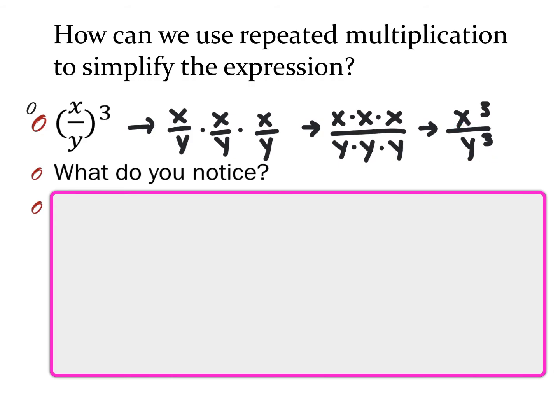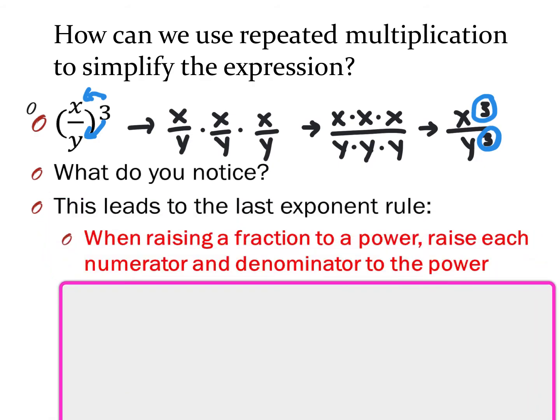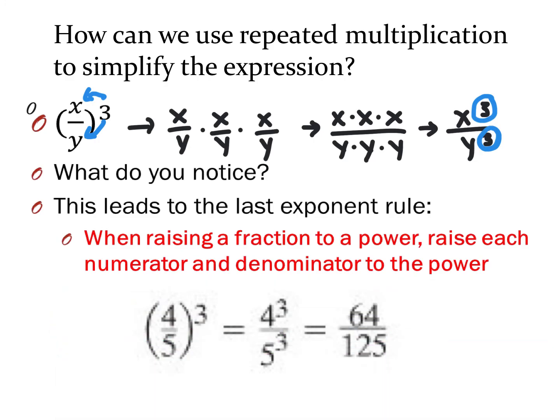Now, rather than writing this out in all these separate steps, essentially what I really could have done is thought of this as multiplying the third power to the y and the x. So it becomes x to the third, y to the third. And this gives us another property of exponents we can use. When you're raising a fraction to a power, raise the numerator and denominator to that power. So what we can see with the example here is if I had 4 over 5 raised to the third power, you're raising the 4 to the third power and the 5 to the third power, like we see here, and then it simplifies.